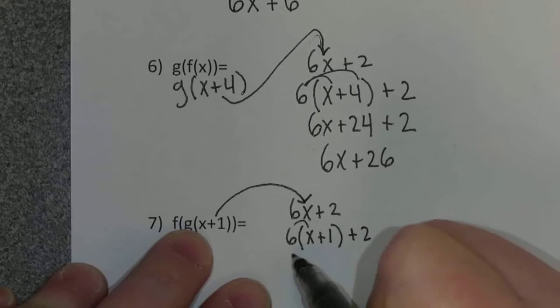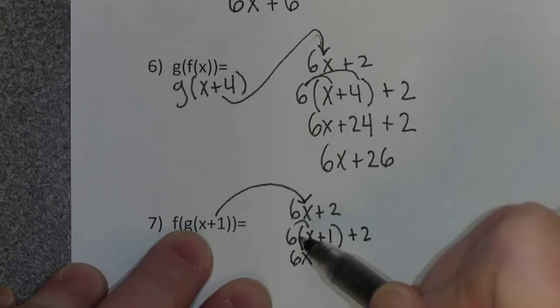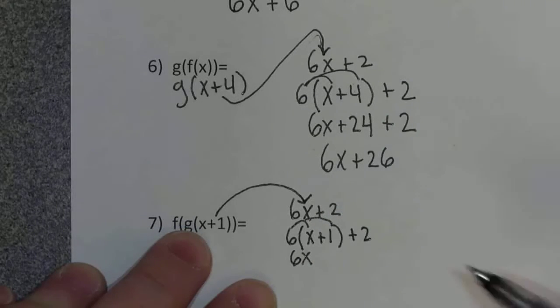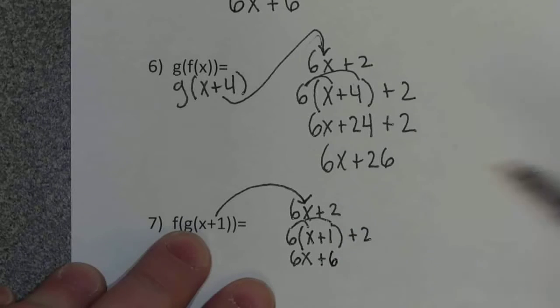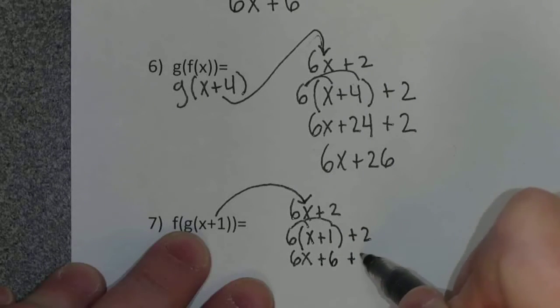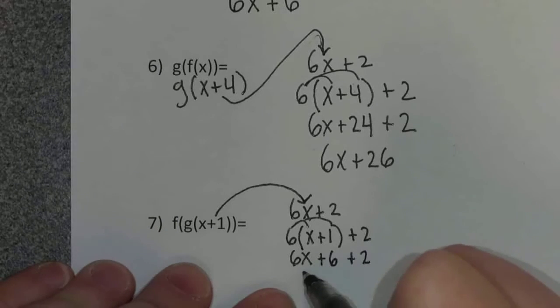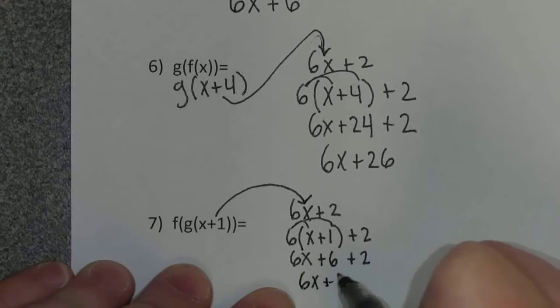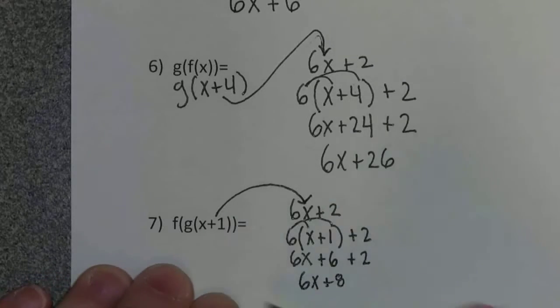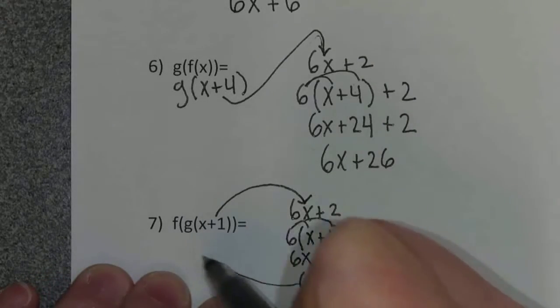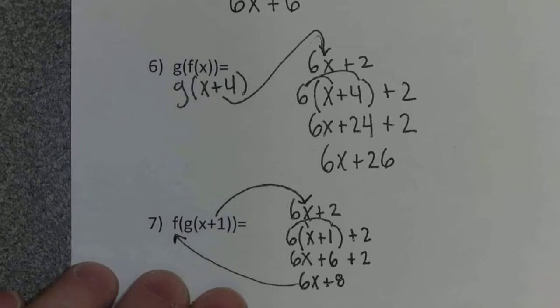So here I would have 6 times X, which is 6X. There we go again. 6 times 1, which is 6. And then add the 2 on the end. So what did I get out? 6X plus 8. I'm not done though, because what do I have to do now? I still have to put it through the F function.